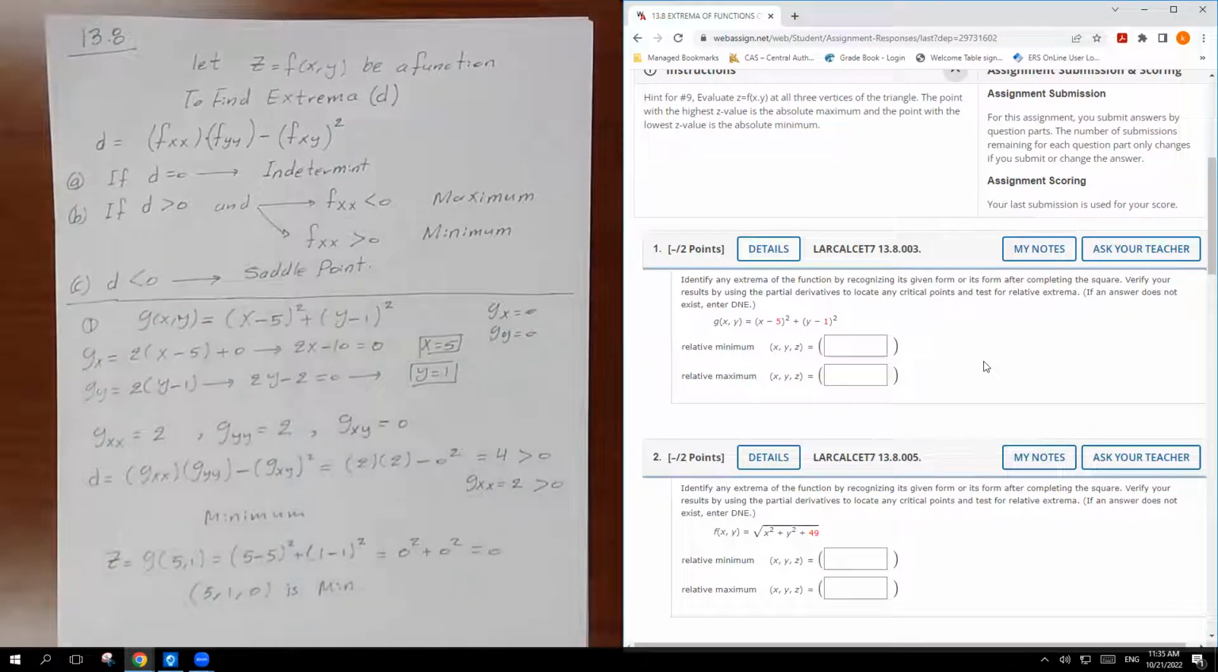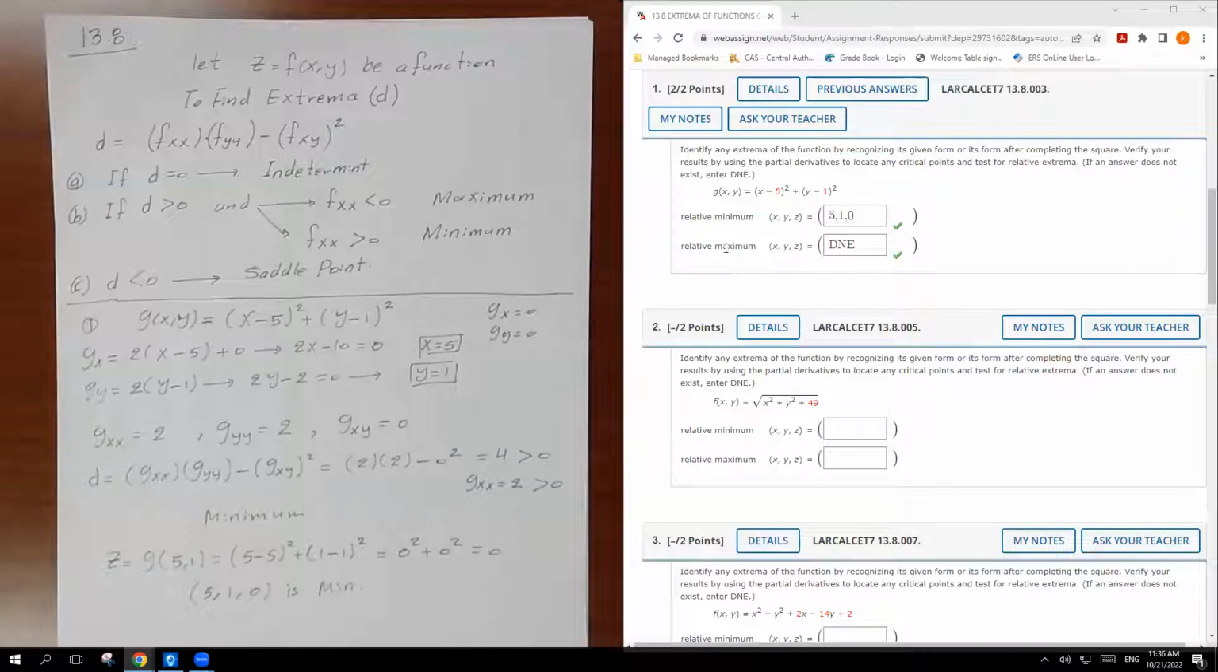That's it for this example. Let's check. Here we go, we got it right. And because we got an extrema minimum, you're going to put here that the maximum does not exist. Let's go to the next example.